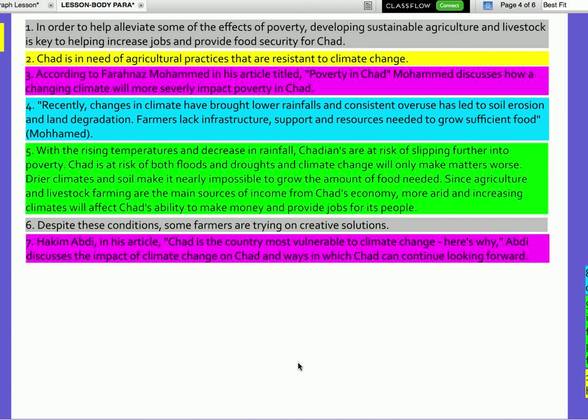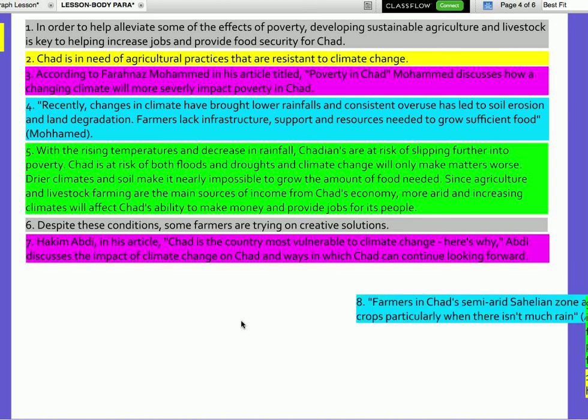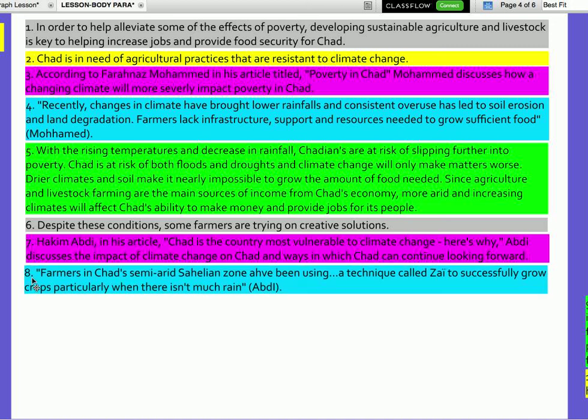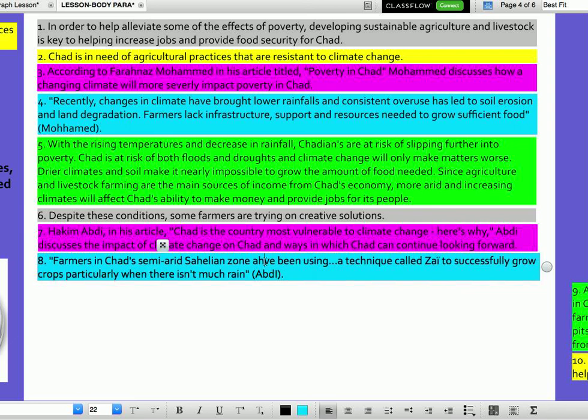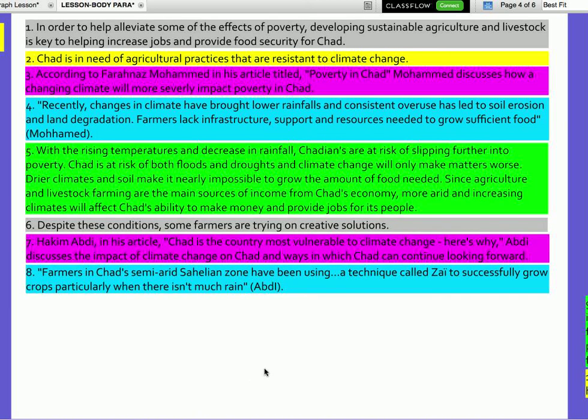So it's super important for you to understand in my next piece of evidence how Chad is continuing to work from a place of having problems with climate change. And then this is my evidence. So farmers in Chad's semi-arid Sahelian zone have been using a technique called Zai to successfully grow crops, particularly when there isn't much rain.